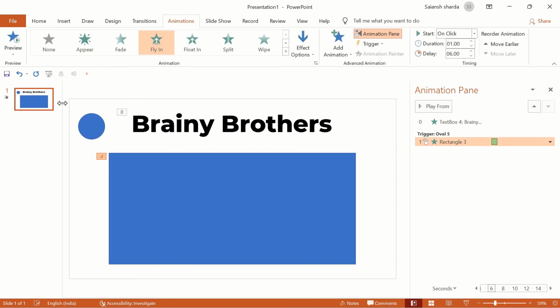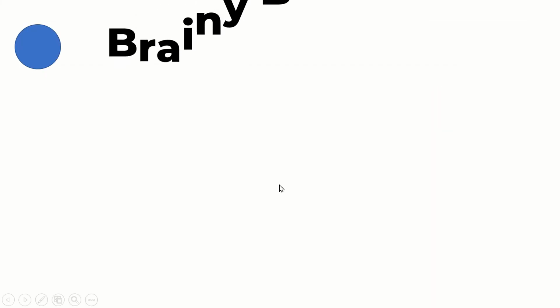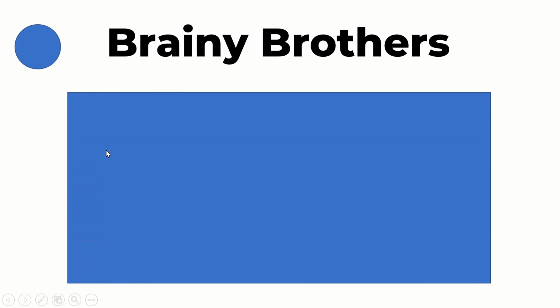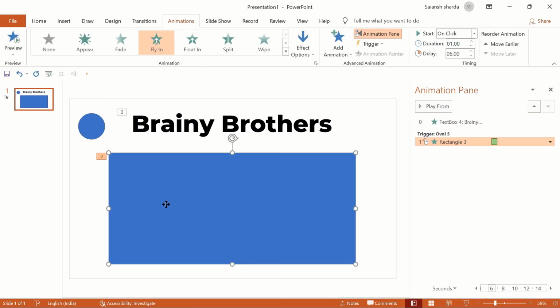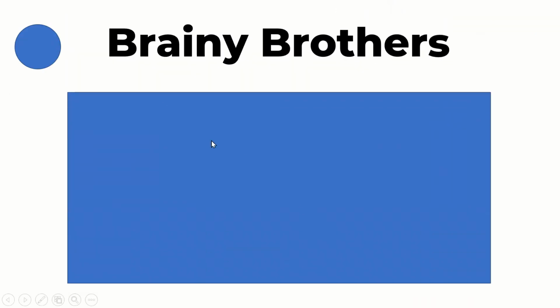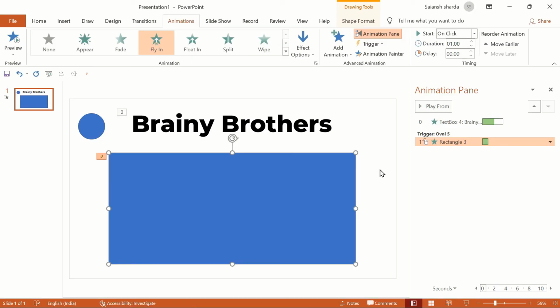So now if we slideshow it, here you can see the text animation is playing, but the rectangle animation is not playing. But to play it, we can go to this circle and just click on it. Sorry, I added the delay, so it will happen after 6 seconds. So here you can see it played. But if we remove the delay, like 0, if I select this, here you can see the rectangle animation plays.